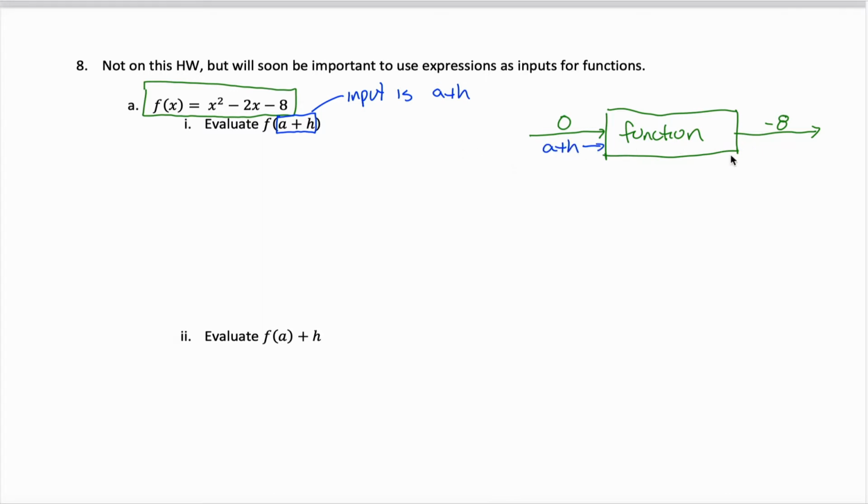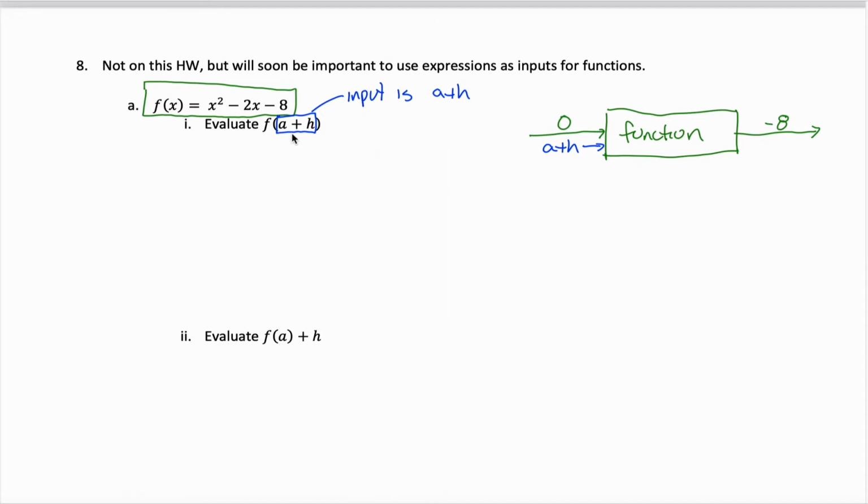You might wonder, why would you ever want to take a plus h and stick it into one of these machines? Well, frankly, right now you wouldn't. It wouldn't make any sense. But as early as 1.3, we'll see that this is actually super useful and something that we want to do. So since we'll need to be able to do it later, I want to introduce how to do it right now. But the good news is you don't have to worry about the why. All you need to do is understand the how. How would I evaluate f of a plus h?